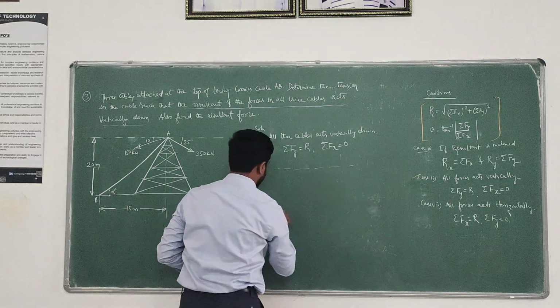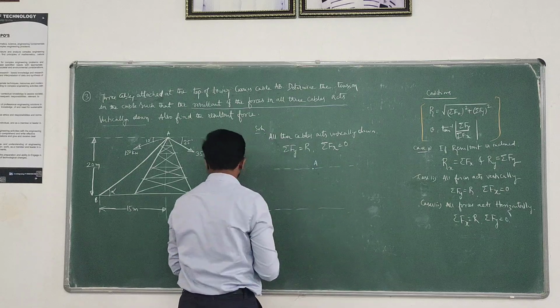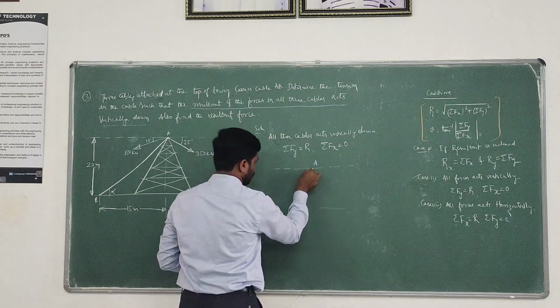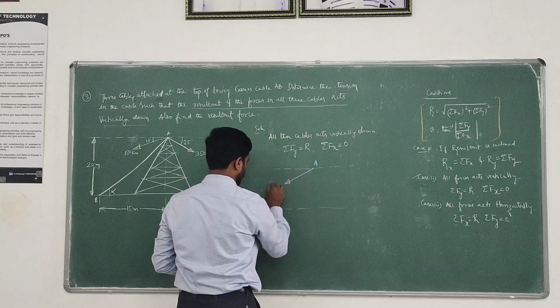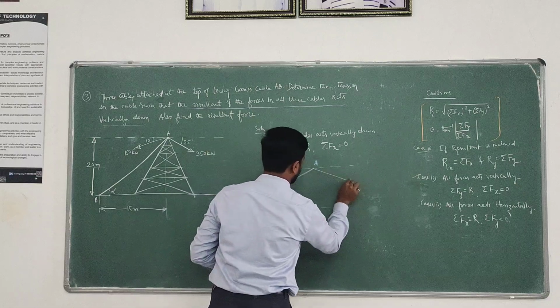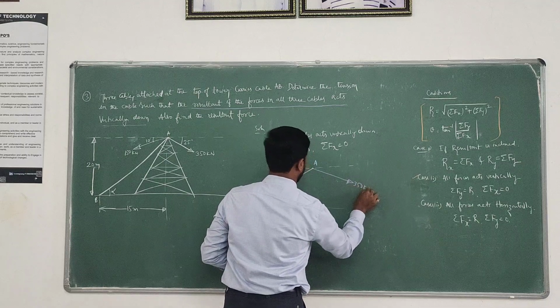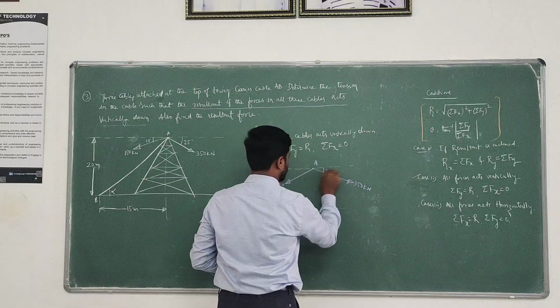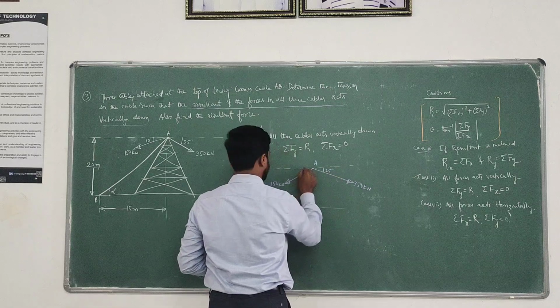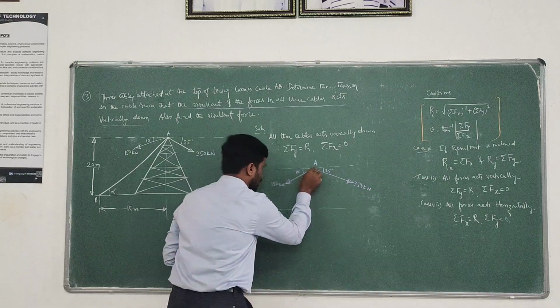For the free body diagram, see, this is a point A. From point A, the first force is 150 kilonewton. The second force is 350 kilonewton. The angle is, this is 25 degree and this angle is 10 degree. And the third force is the cable AB.